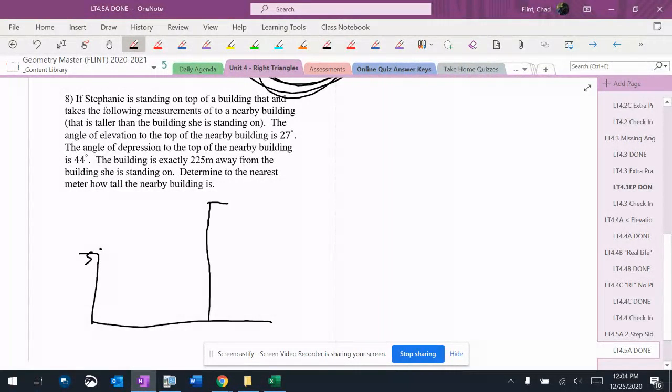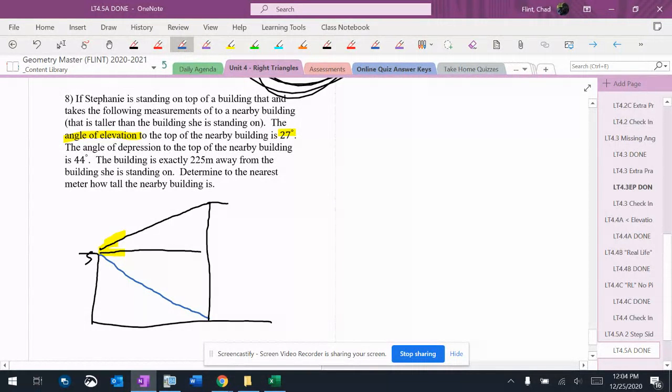So I have to draw some stuff in here. So there's my angle of elevation right there. I'm going to put the horizontal line there. So the angle of elevation to the top of the nearby building is 27. So that's 27. The angle of depression, horizontal down, which is good.